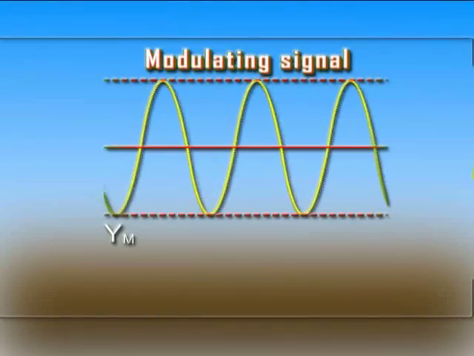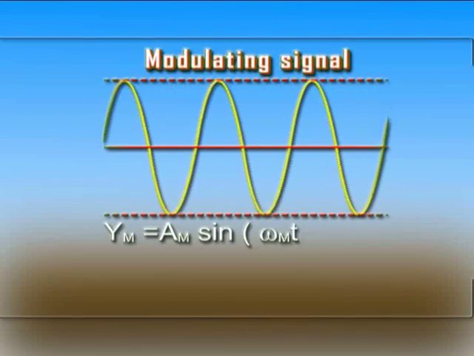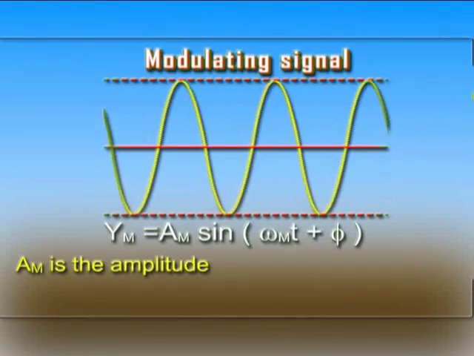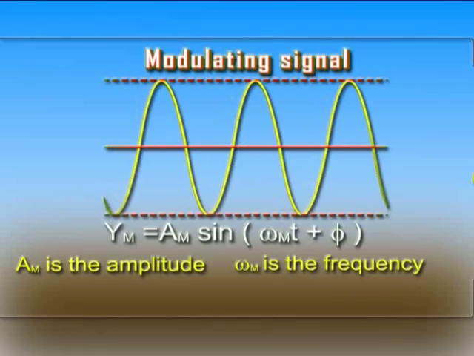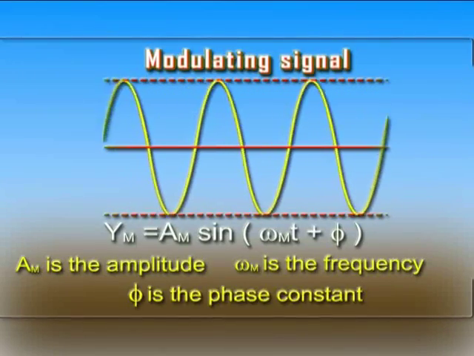Modulation. The process of combining an audio frequency signal with a high frequency signal is called modulation. In general, the modulating signal, which is the actual signal containing the information to be transmitted, is given by the relation Ym = Am sin(omega m t + phi). Here, Am is the amplitude of the modulating wave, omega m is the frequency of the modulating signal, and phi is the phase constant.